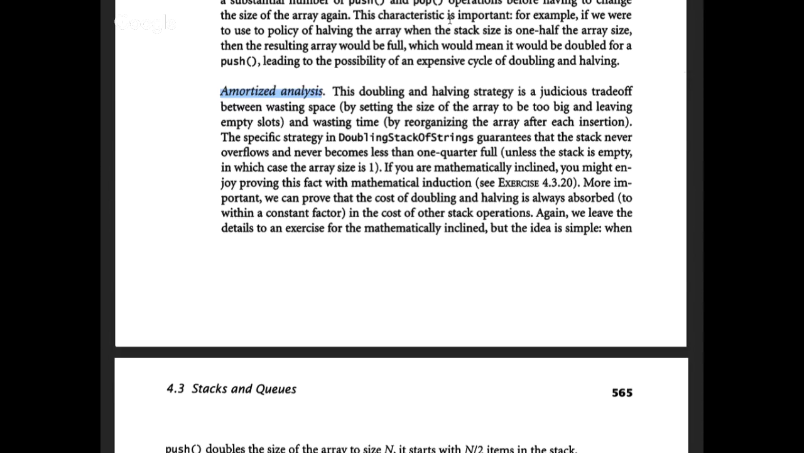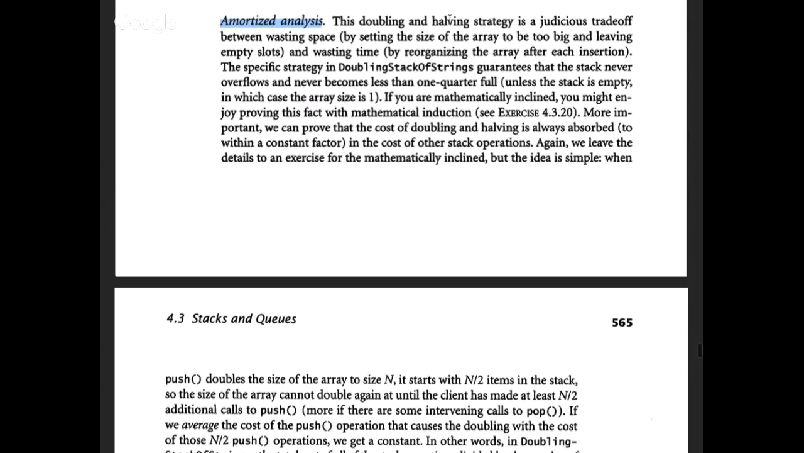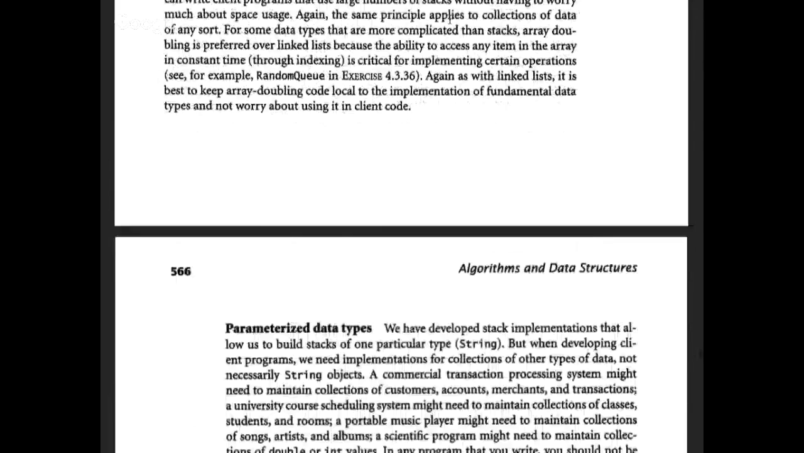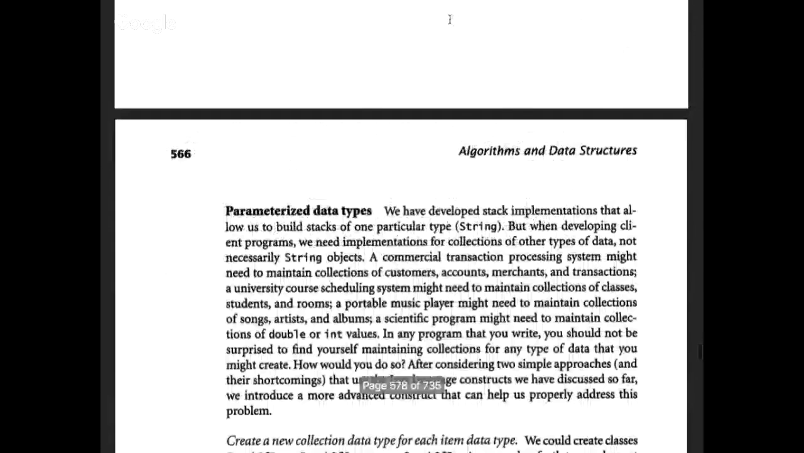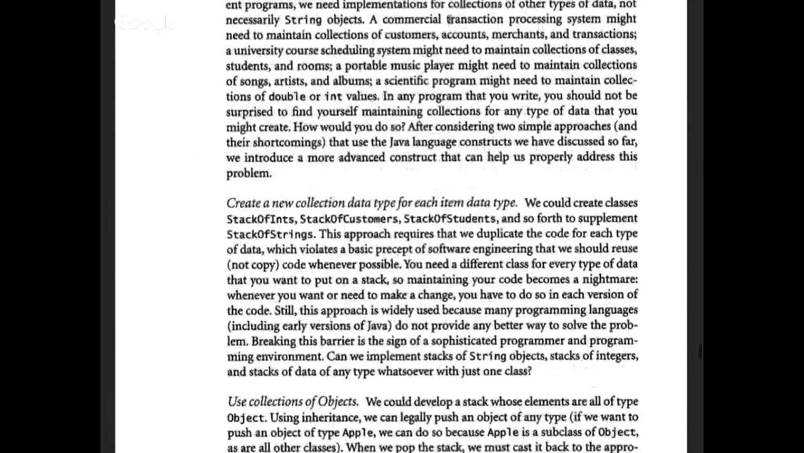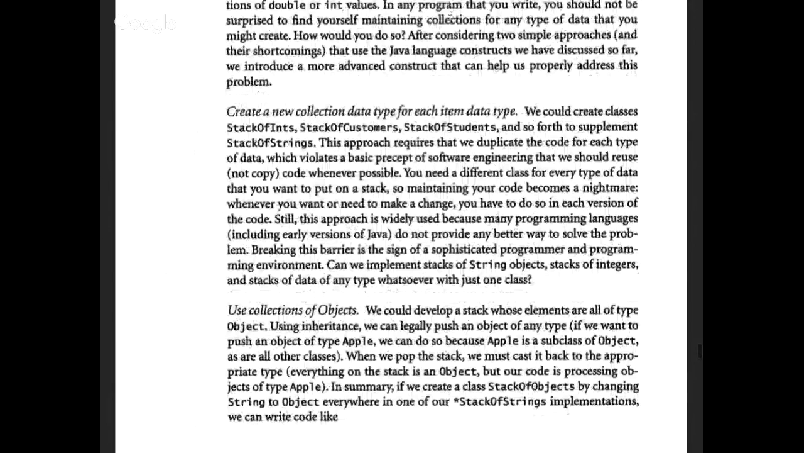Okay, so that's amortized analysis. Orphaned items. So they're actually talking about garbage collection, as I know you've read the book and all that. And then they start talking about parameterized data types. So that's the whole story, that we don't want a stack of strings. We want a stack of anything. So we need to introduce generics to define our interfaces and the classes that implement them.